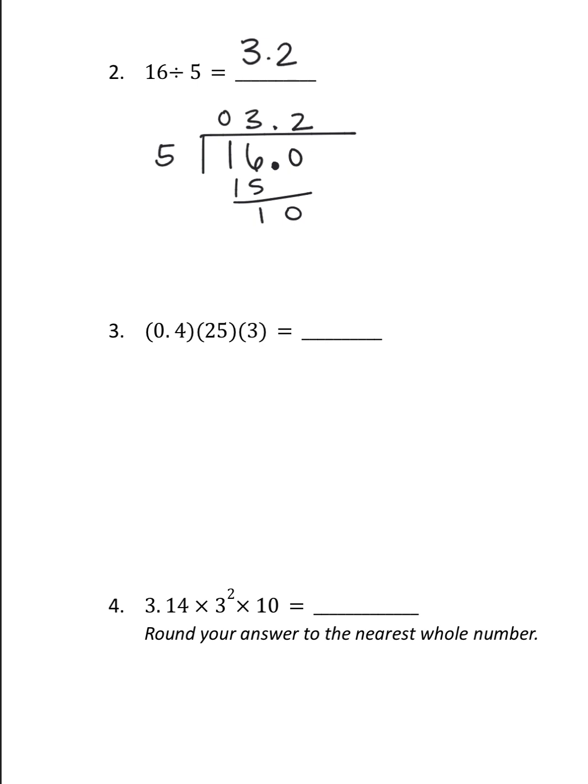In question 3, we have 25 times 3 times 0.4. Now with this, I would encourage you to complete your whole number multiplication first. So I would do it as 0.4 times 25 times 3. We know this is 75. And then I would multiply.